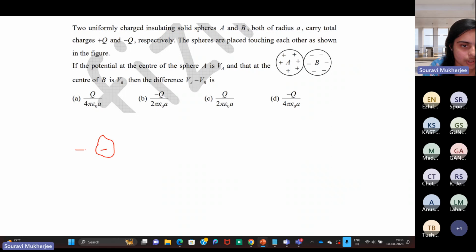And you know the distance from the center is 2a, right? So the distance from the center of the sphere is 2a. You want to find the potential at this point for this negatively charged sphere. So what would that be? Integrating over this line.